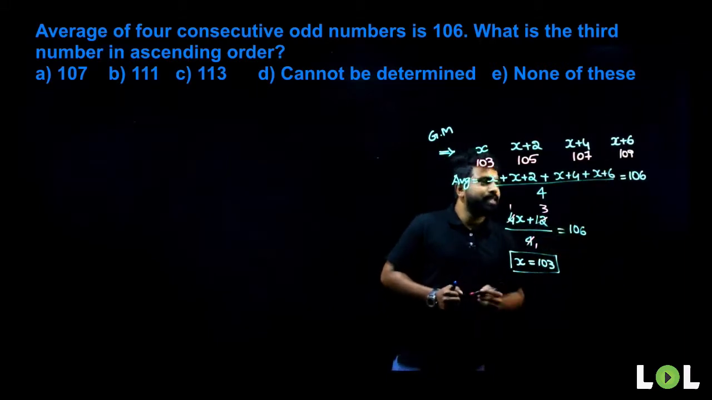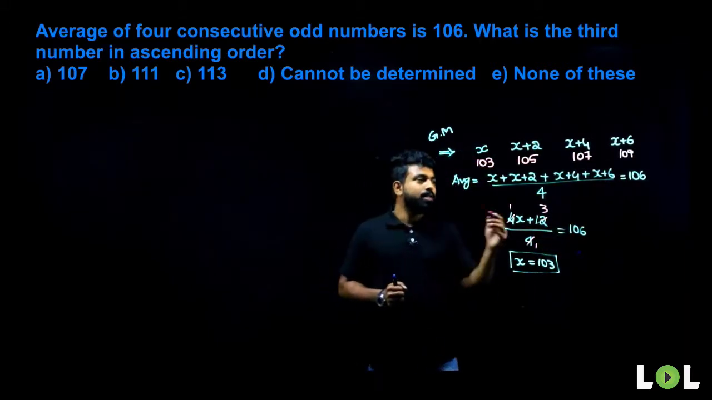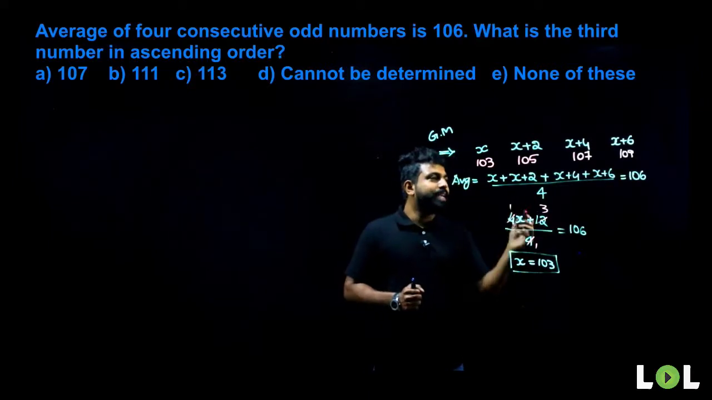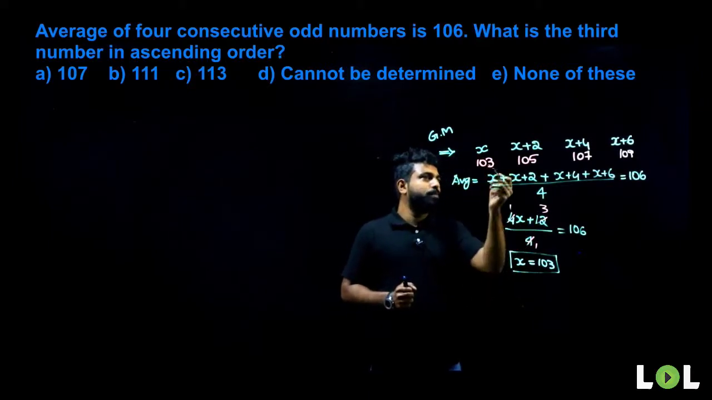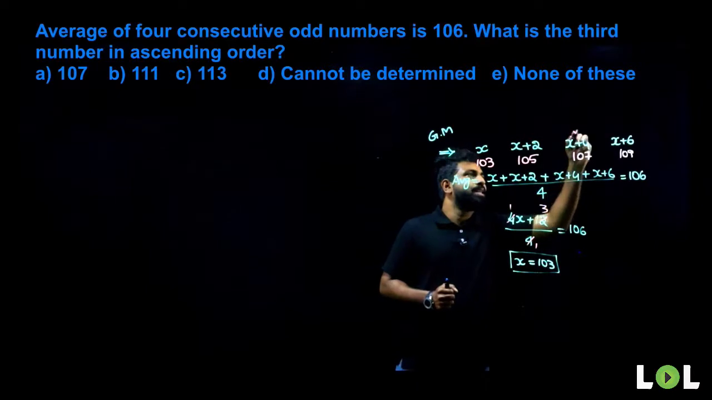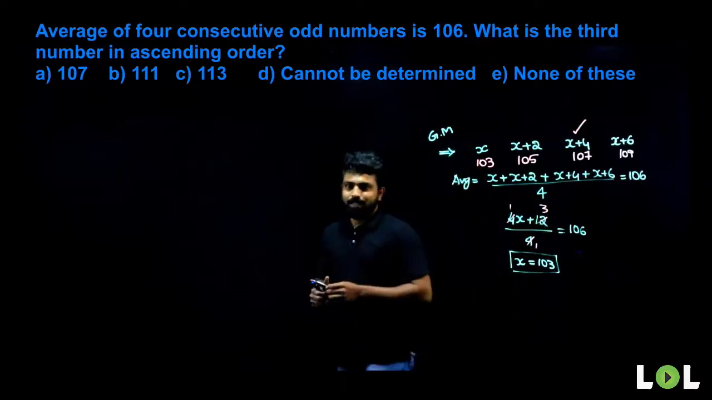So now what are they asking? They're asking us about the third odd number in the ascending order. Which is the third number? First is 103, then 105 and 107. This will be my final answer.